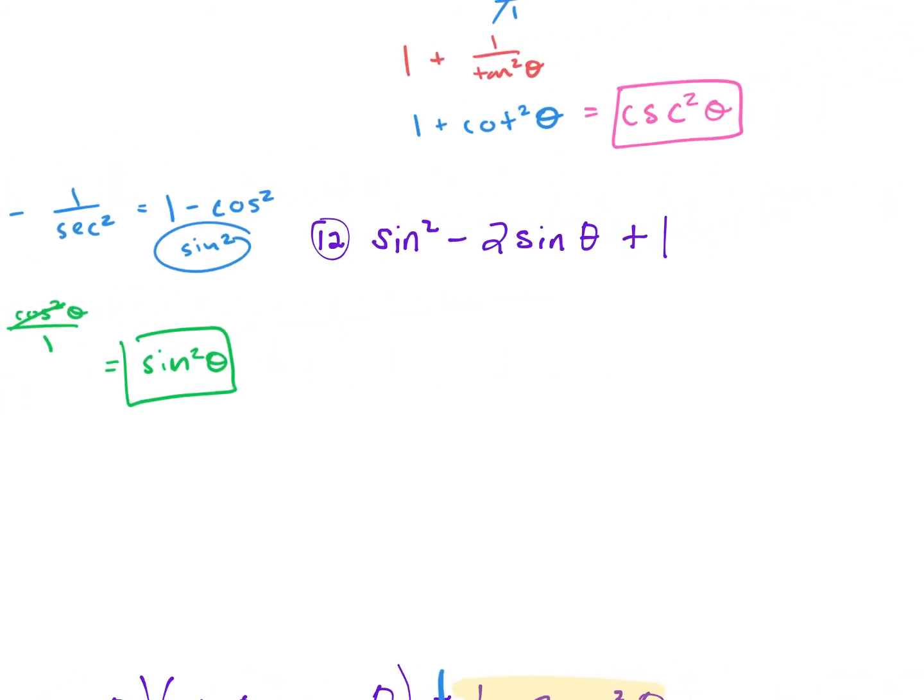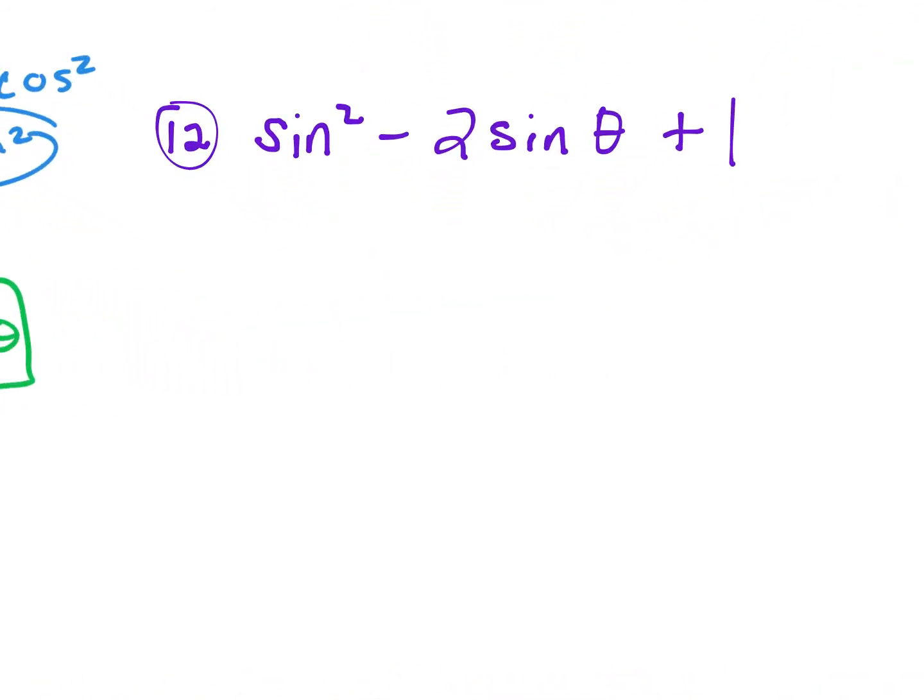All right, last one, number 12. This sine squared should have a theta after it. But what can I do here? Factor it. Awesome. Since I have a sine squared and a sine and a constant, I can factor. So you can think about this as x squared minus 2x plus 1.